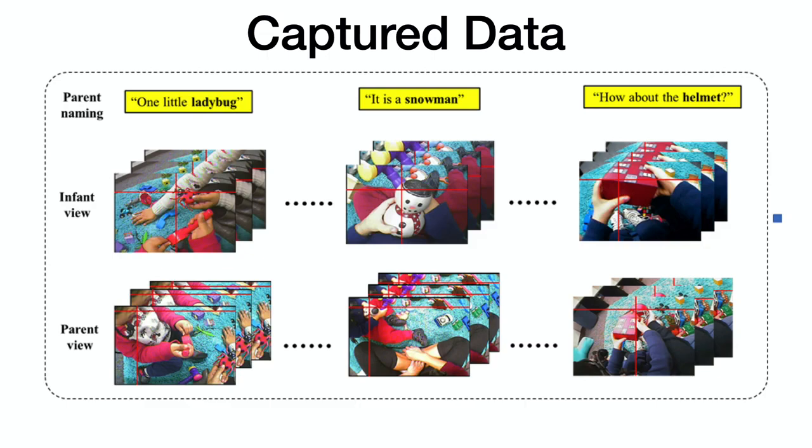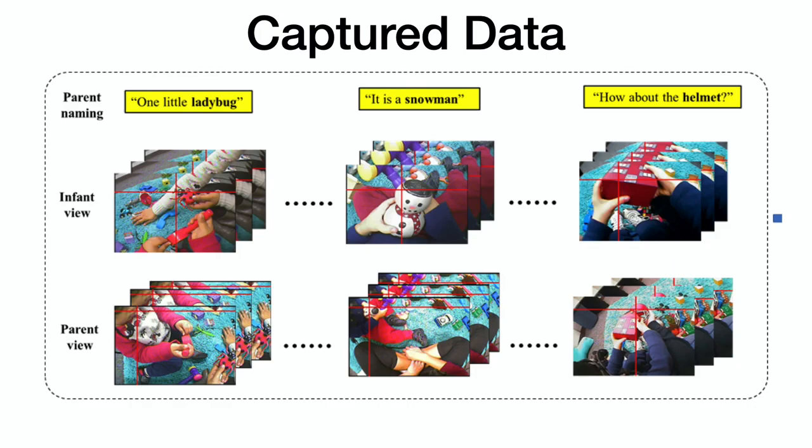In the first example, when a parent says one little ladybug, the child can actually see other objects and is holding another toy in his hand. Similarly, in the second example, when the parent says it is a snowman, the child actually holds 2 objects. In the last example, when the parent said how about the helmet, the child actually cannot see the helmet because he is looking at another object and the helmet is occluded by that object.